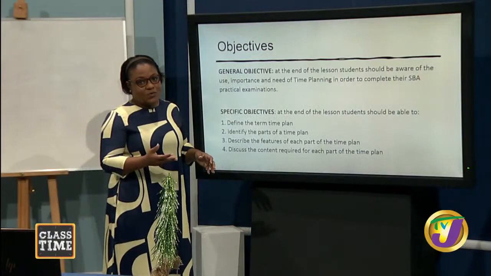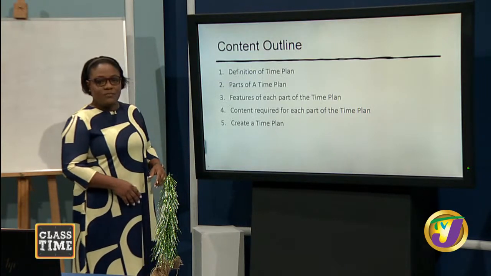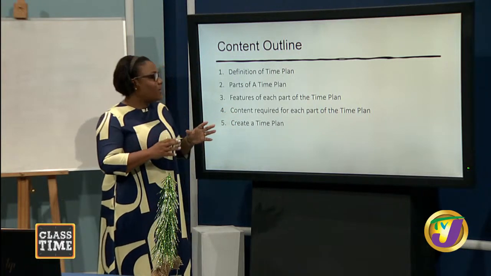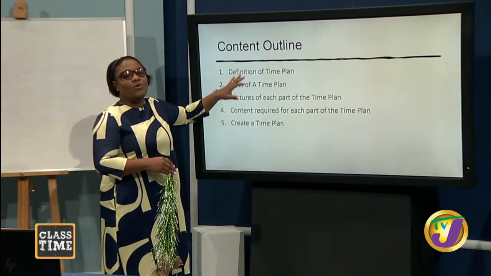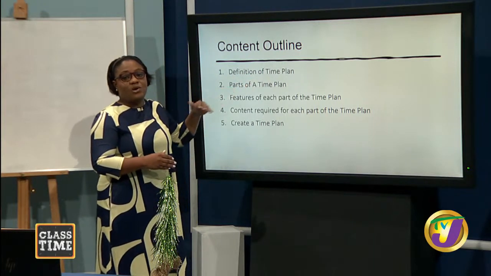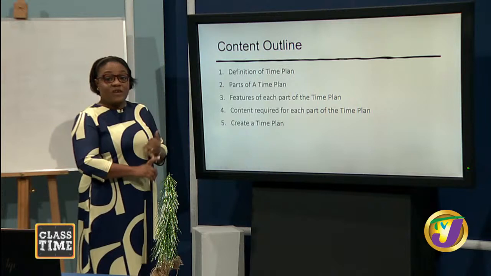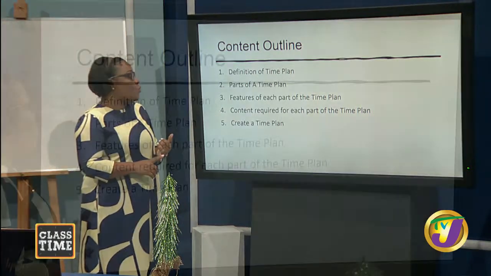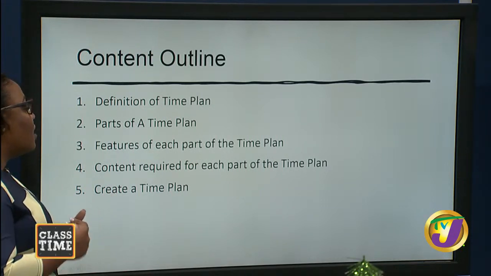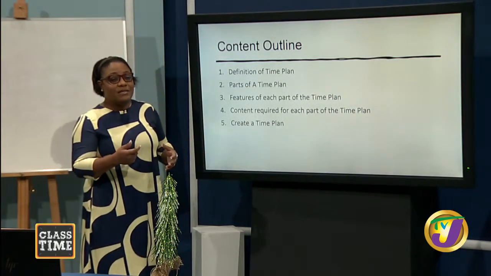Now, like I said last week, from our objectives, we're going to get our content outline. I mentioned it before, but just to ensure that you know what we're doing, I'm going to go through it again. This is basically what would be your subtopics. So if you're taking notes, you can put topics and subtopics like this in your books. When we go to our KWL chart, we're going to see how we break it down. We're going to go through the definition of a time plan, the parts of a time plan, the features of each part, and the content required for each part. And of course, we can't end the lesson without creating a time plan.